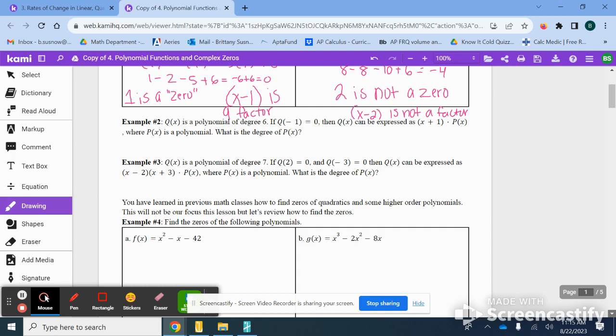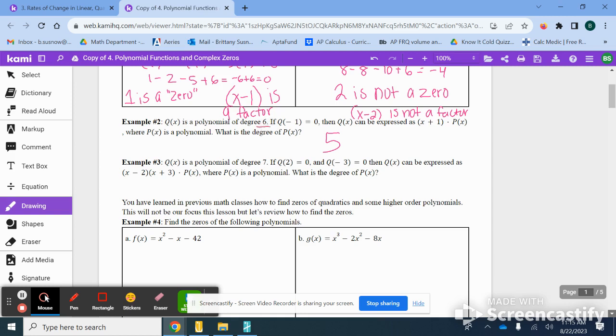So if you already have one of your x-intercepts, how many more do you have left? 5. That's your degree. You already have one of your answers. They're wondering what's the degree of the rest of it. The rest of it's 5. So you started at degree of 6.